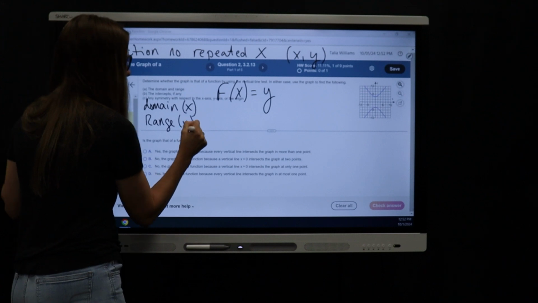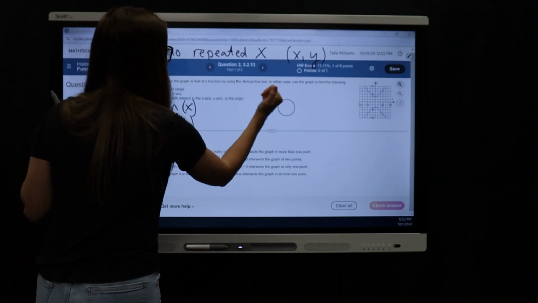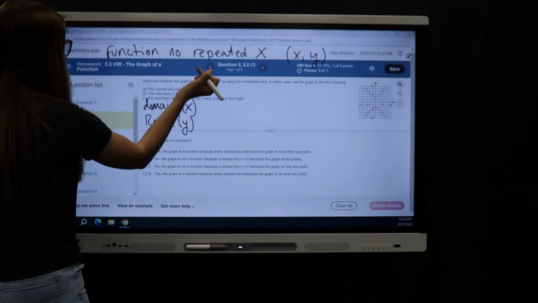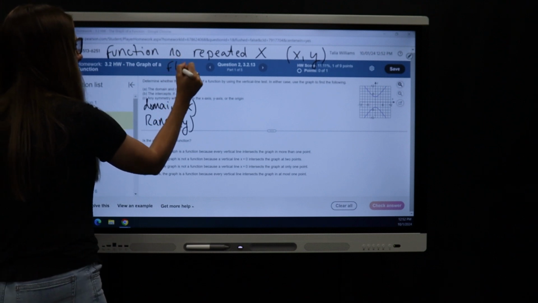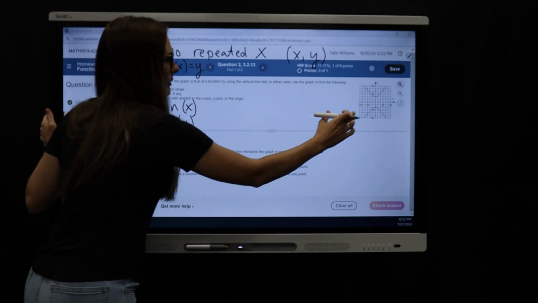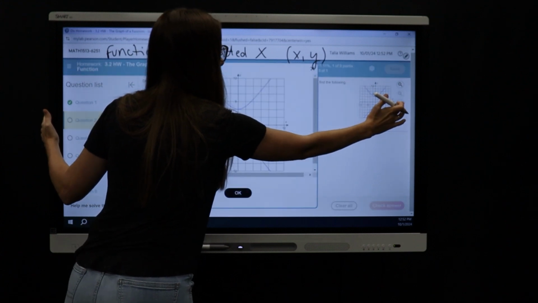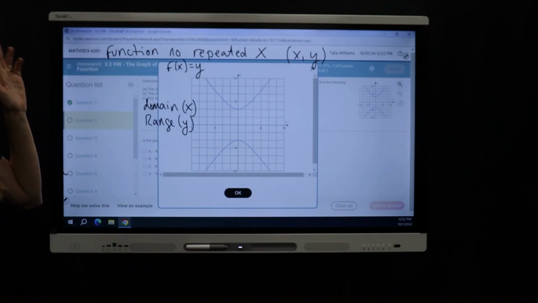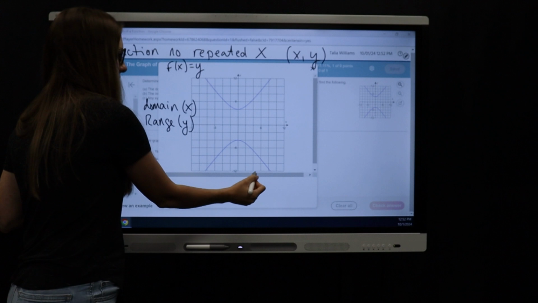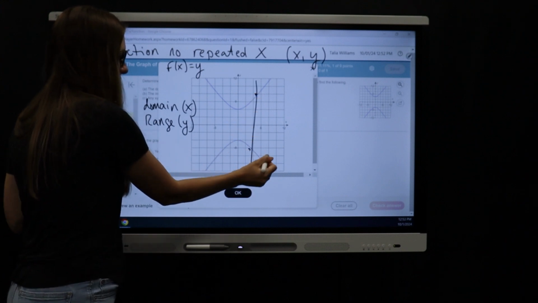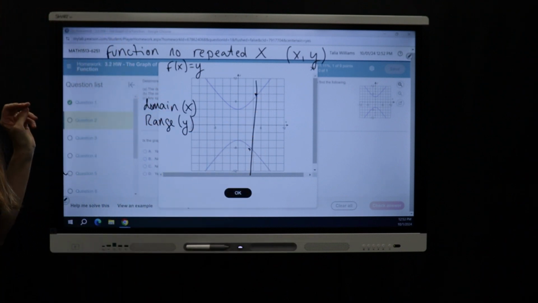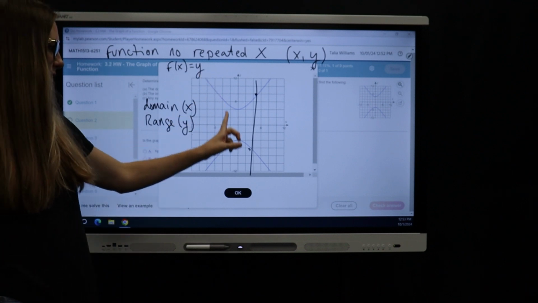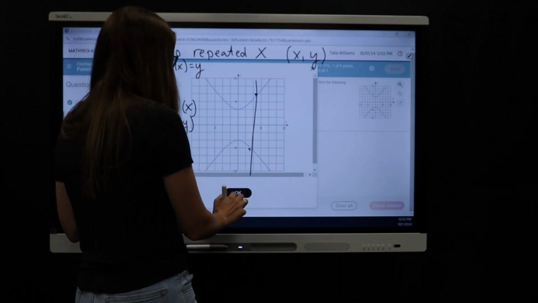Okay, if we pull this graph up more. If I draw a vertical line, I'm going to cross this graph more than once because these are connected. That's their graph. This is not a function because we have repeated x values, so not a function.